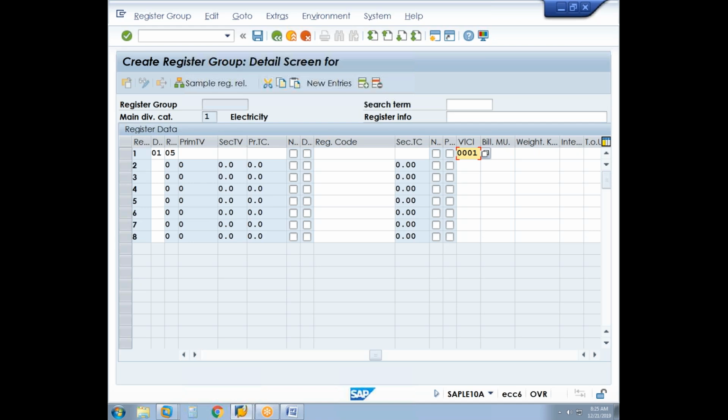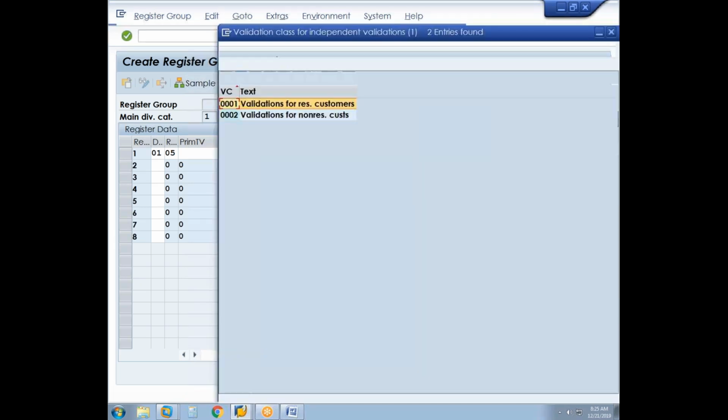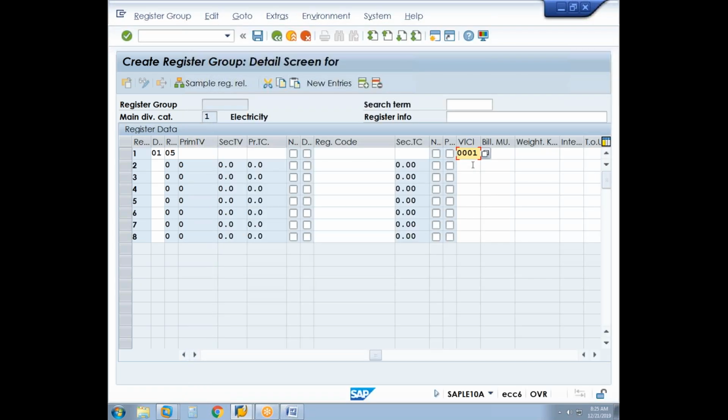Okay, is it acceptable or not? Some validation parameters will be customized, and these customizations will happen for the group of registers. For residential consumers, we have one validation. For industrial and commercial customers, one kind of validation. So validation rules are defined for the validation class.